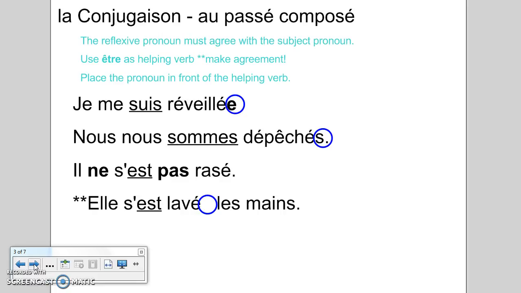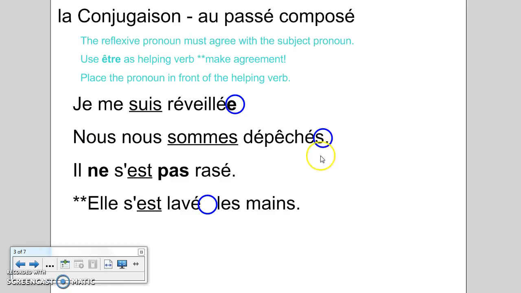So look at the following examples. Je me suis réveillée. I'm a girl, so I put an E on mine. Guys, you would not put an E on yours. So notice that we have our subject pronoun, then our reflexive pronoun, our form of être as our helping verb, and then our past participle. And then we do make agreement with that past participle. So another example, nous nous sommes dépêchés.